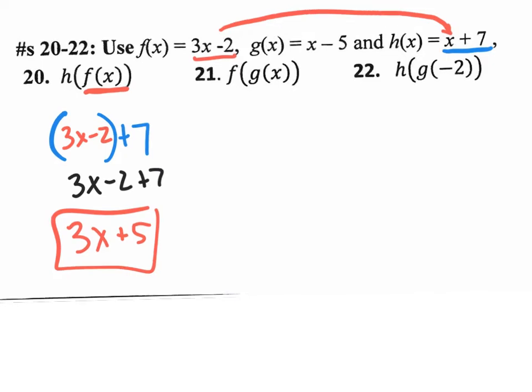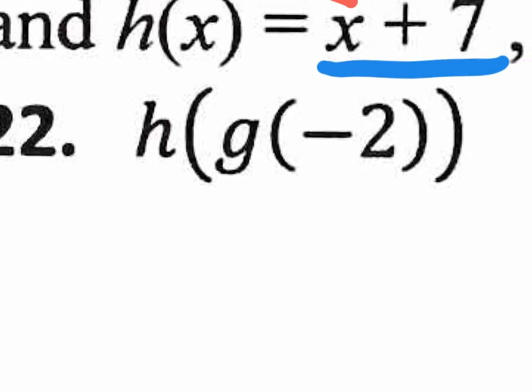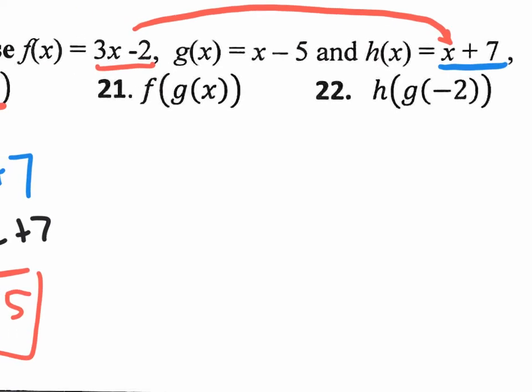Number 22 is where you actually plug the number -2 into your g and get an answer, and then plug that answer into your h and get an answer. I like it when they actually have numbers. I think it's more understandable. So let's take our -2 and plug it into the g function. What is -2 plugged into that g function where it says minus 5? What's -2 minus 5? -7.